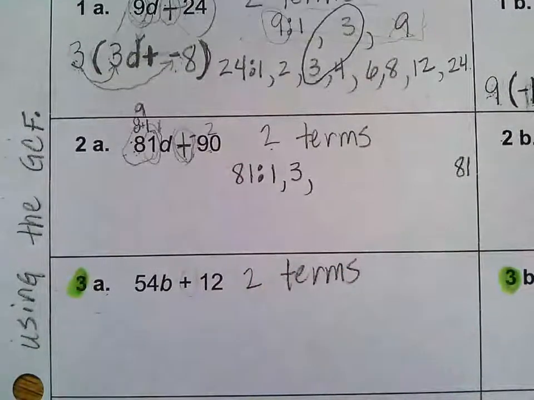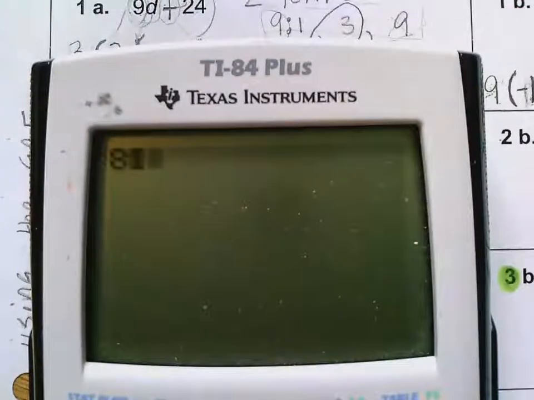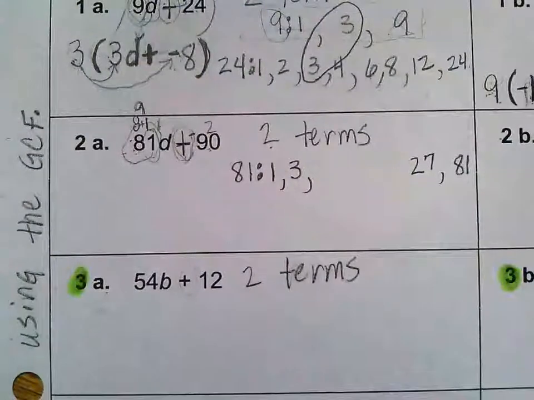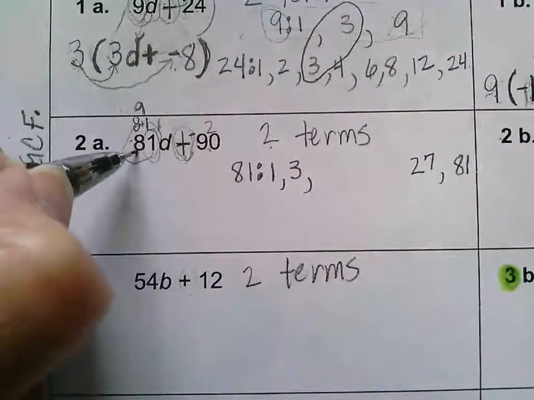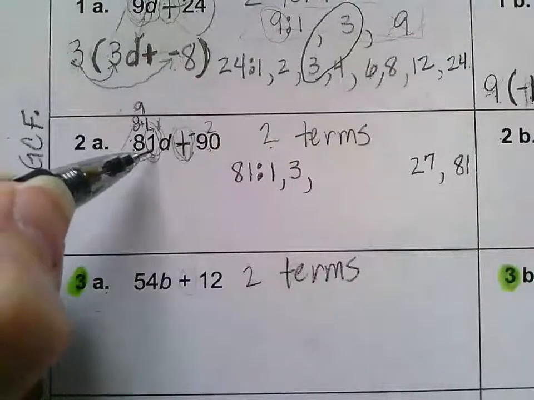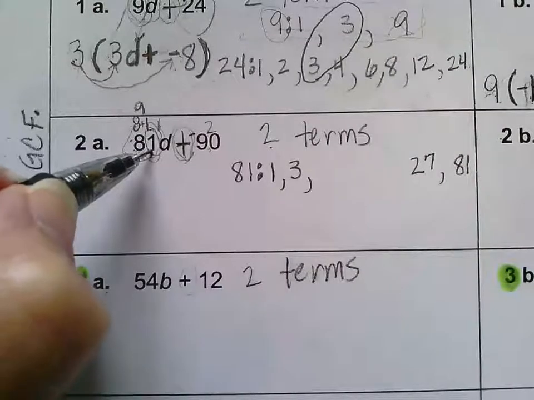And if you're not sure what that is, just use your calculator and take 81 divided by 3, and you can see it's 27. So 27 is my other factor. Is 4 a factor of 81? No, it is not. Is 5? No, it doesn't end in 5. Is 6? No, because in order to be a factor of 6, you have to have an even number. So that doesn't work. Is 7?